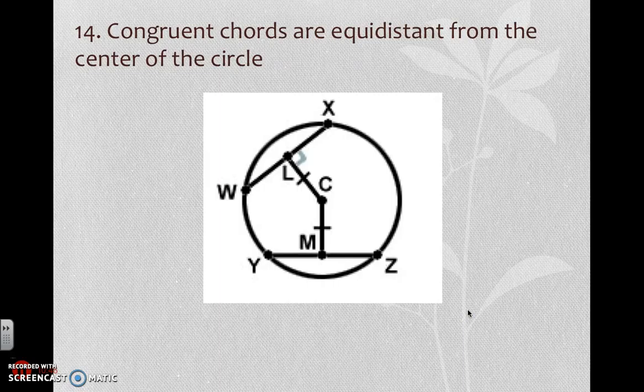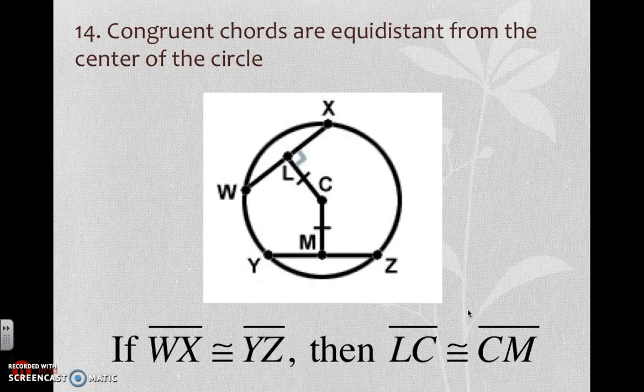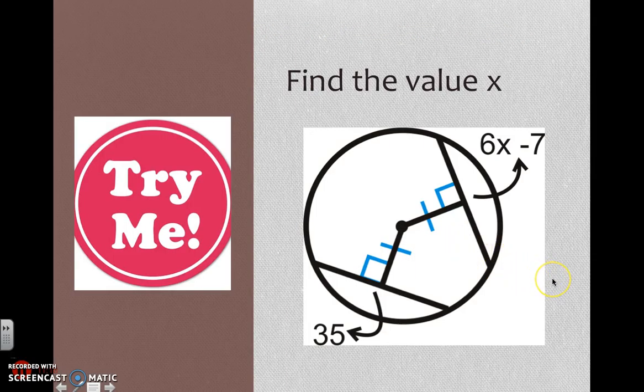Number 14 is that congruent chords are equidistant from the center of the circle. So if WX is congruent to YZ, then LC has to be congruent to CM. So if the chords are congruent, they are the same distance from the center. You can draw in a perpendicular distance from the center to the line and say that those two perpendicular distances from the center to the chord are congruent to each other. They're equidistant. Okay, so try one more. Find the value of X.